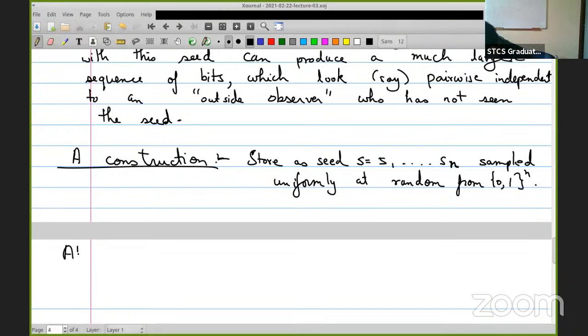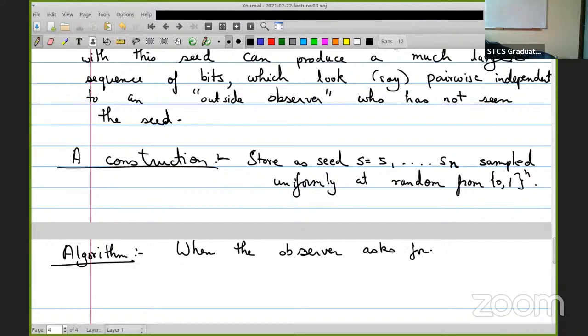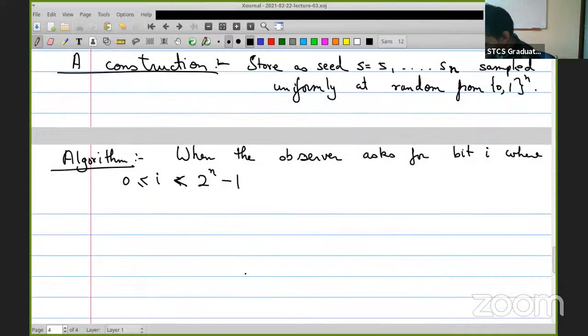Now, what is the algorithm? The outside observer will ask the algorithm for a particular bit. When the outside observer asks for a bit i where 0 is less than or equal to i is less than 2 to the n minus 1, the algorithm is not prepared to give out n bits. It stored a seed of n bits and it's prepared to give out 2 to the n different bits with different indices.